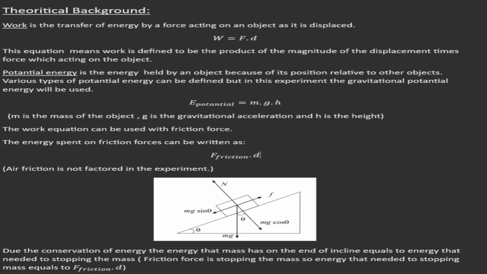Due to conservation of energy, the energy that the mass has at the end of the incline in the experiment equals the energy needed to stop the mass, which is the friction force, and the friction force is stopping the mass, so the energy needed to stop the mass equals the force of friction multiplied by distance.